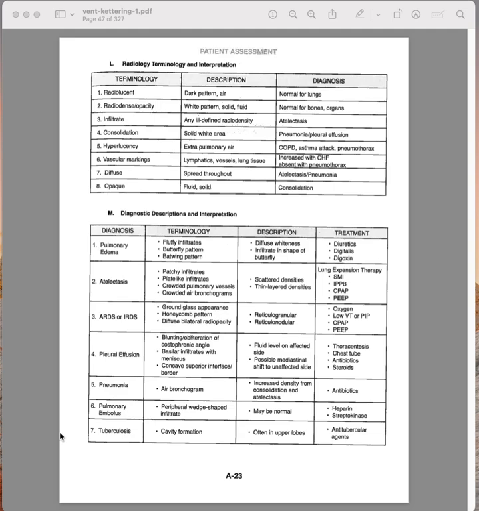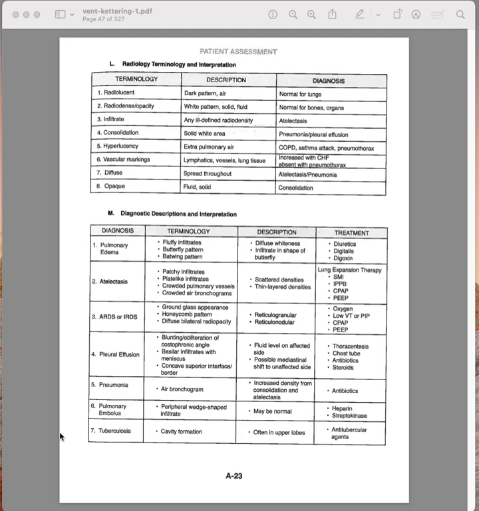Pulmonary edema. Terminology would be fluffy infiltrates, butterfly pattern, batwing pattern. Description: diffuse whiteness, infiltrate in the shape of a butterfly. Treatment would be diuretics, digitalis, and digoxin.